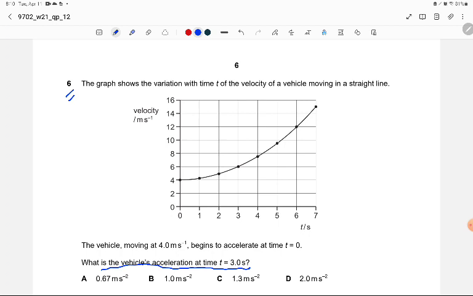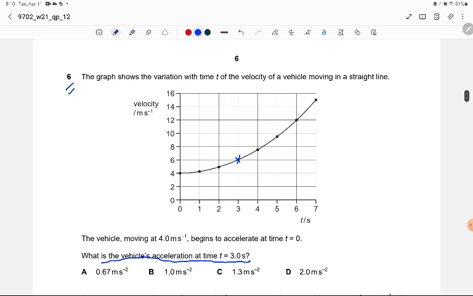And for instantaneous acceleration at this particular point, we need to draw a tangent. That is the only way.